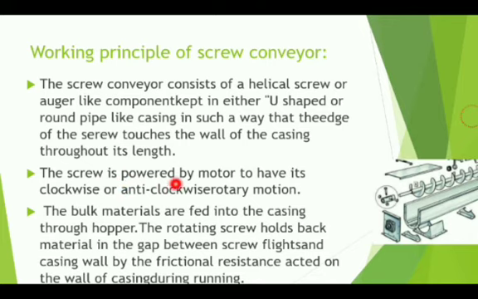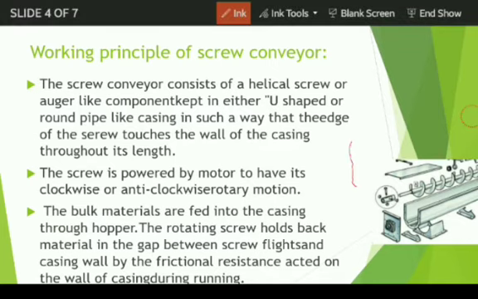The screw is powered by motor to have its clockwise or anti-clockwise motion. The bulk materials are fed into the casing through hopper. So here, suppose there is a hopper like arrangement, and from which the material to be conveyed is placed here and it is passed through this. So the important thing is a hopper is used.